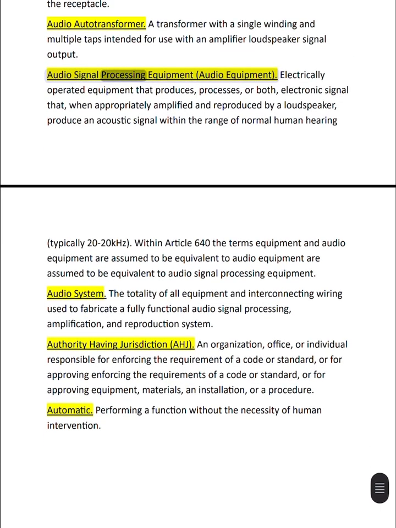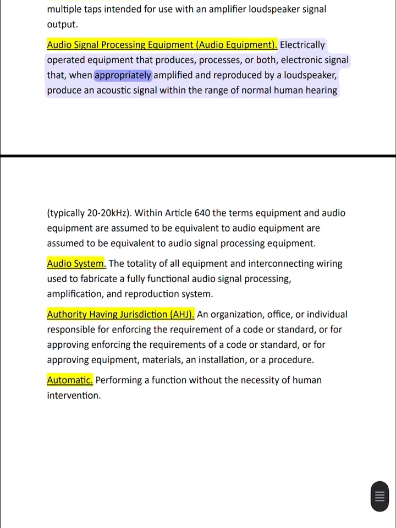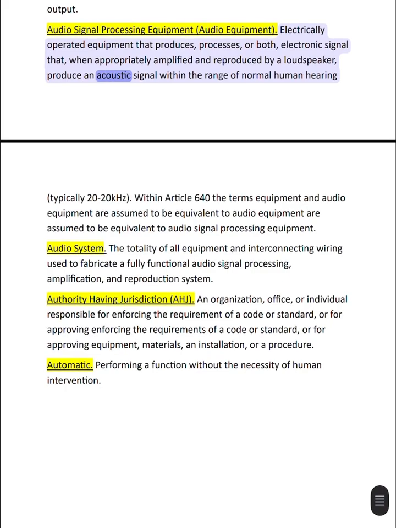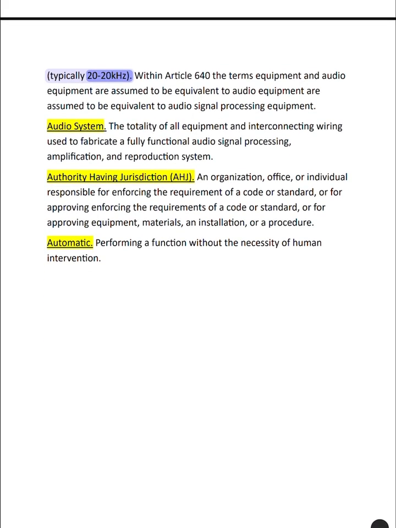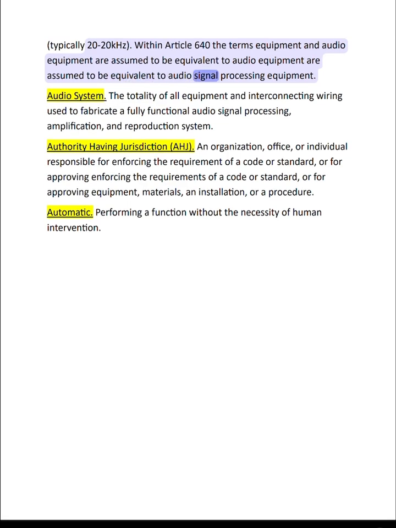Audio signal processing equipment, audio equipment: electrically operated equipment that produces, processes, or both, electronic signals that, when appropriately amplified and reproduced by a loudspeaker, produce an acoustic signal within the range of normal human hearing, typically 20 to 20,000 Hz. Within Article 640, the terms equipment and audio equipment are assumed to be equivalent to audio signal processing equipment.